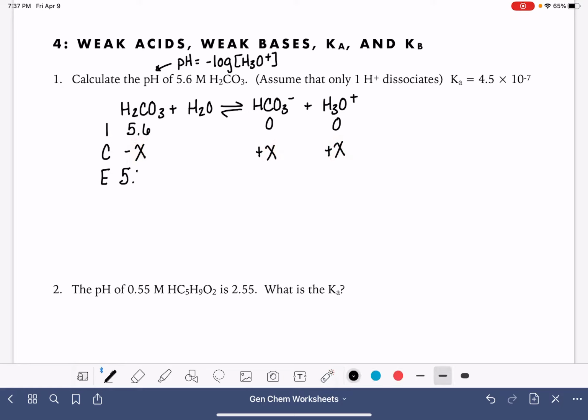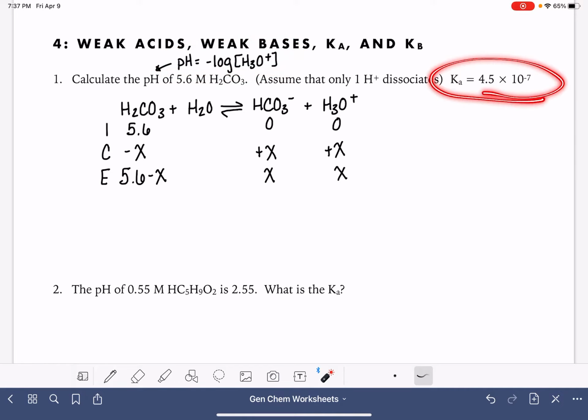When this reaction gets to equilibrium, we're going to have 5.6 minus X of our H2CO3, and we're going to have X HCO3- and also X H3O+. So all we have to do is figure out what X is, and we'll be able to plug that in and calculate pH. Now, because the Ka value is so small, 10 to the -7 is an extremely small number, we are going to make the assumption, just based on the value of Ka, that this reaction really doesn't proceed very far to the right, meaning that most of the substances in this system are just the reactants. Very small amount of this actually reacts.